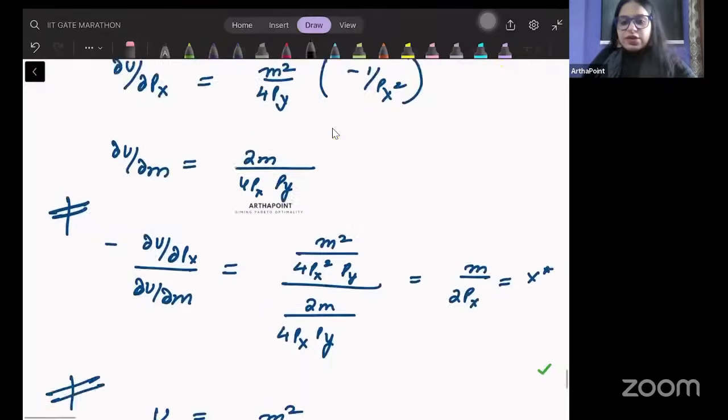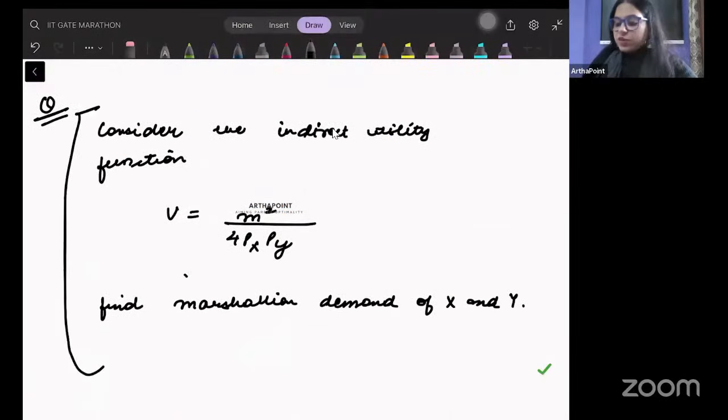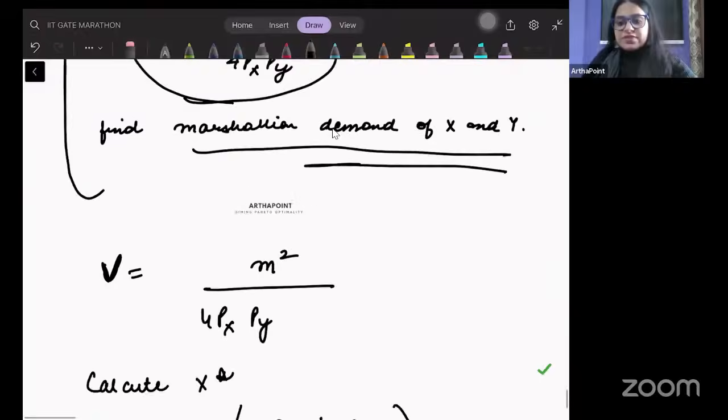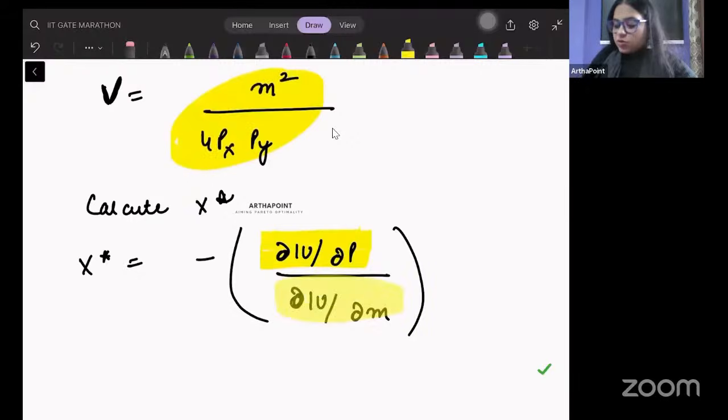This is exactly what I have given you as homework. I have given you an indirect utility function and you have to find the Marshallian demand of x and y. मतलब आपको एक बारी इस function को px से differentiate करना होगा और यहाँ पे लिखोगे. You have to differentiate with income, यहाँ लिखोगे, put a negative sign and that will be the value of x star. And same for y, then you will replace it with py and income.